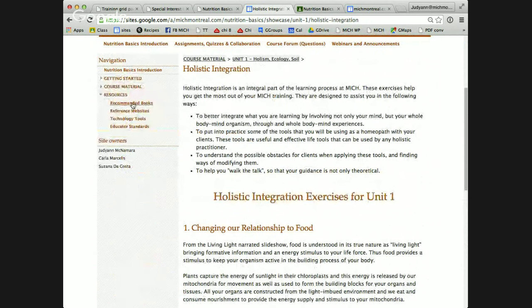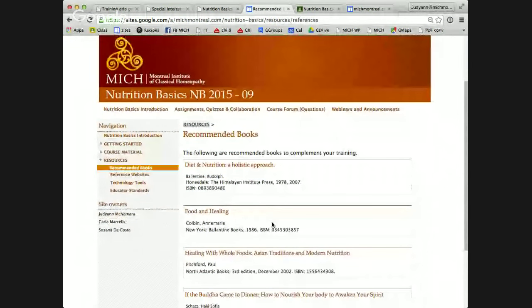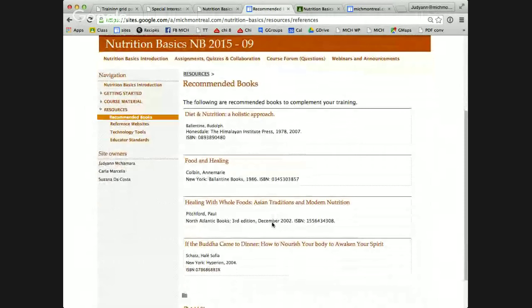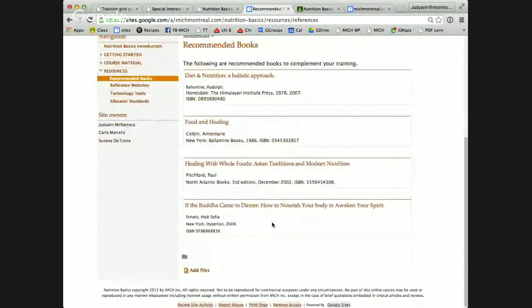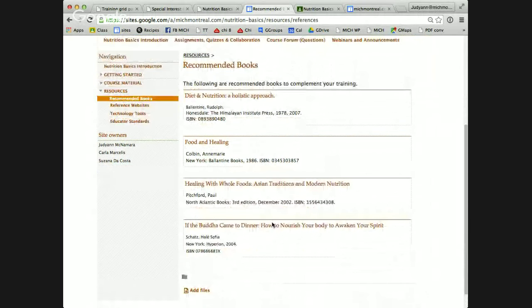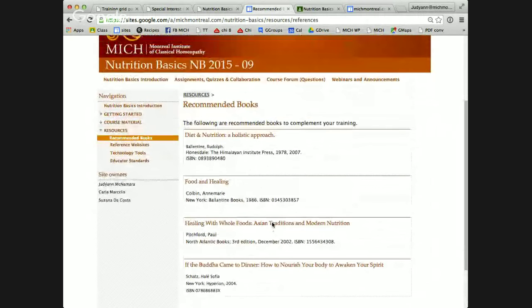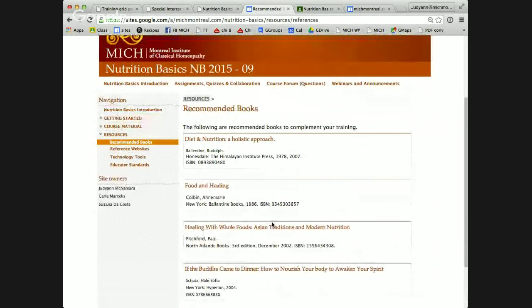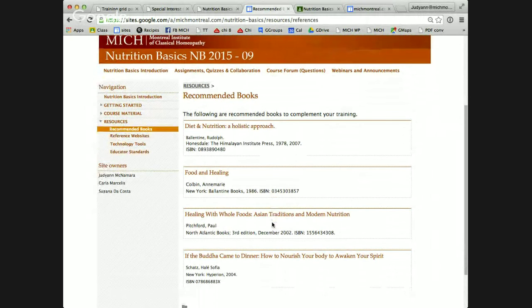As well, we have resources such as the recommended books. We always try to direct you to what we think are the best resources that address the subjects that we are looking at. So we try to find online books when available, as well as books that are affordable or found even in the library. But again, almost all of your materials are included in the course material on your website.